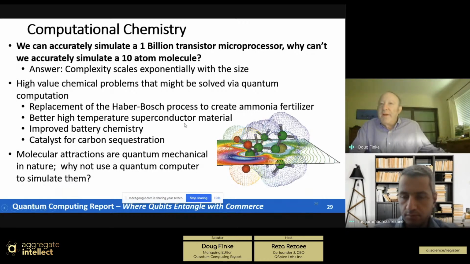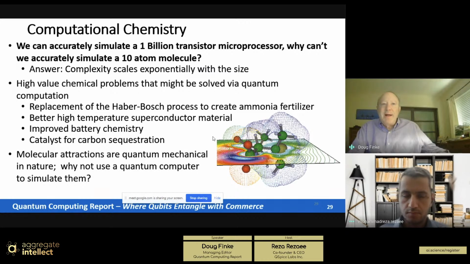High temperature superconducting materials, of course, is something that people are always looking for. Battery chemistries for electric cars. Carbon sequestration is another one. Capture carbon from the atmosphere. If someone could come up with an efficient process for this, they could solve the climate change problem.